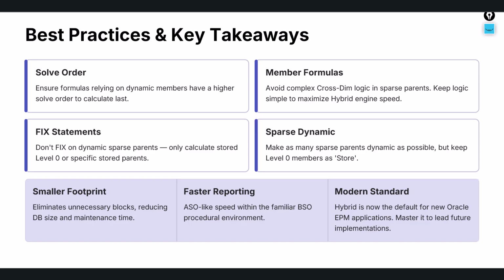First is the solve order. In hybrid, we need to use the solve order to control calculation precedence. So if a member formula depends on dynamic parents, give that formula a higher solve order so that it calculates after the dynamic aggregation is completed. Think of it like controlling the sequence of formulas in Excel. So hybrid needs to know which formula should be evaluated last.